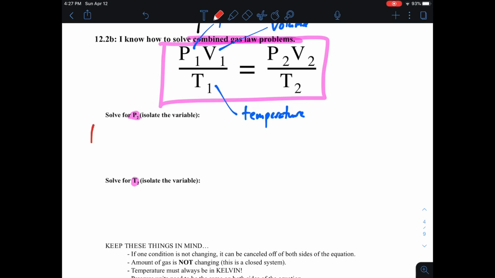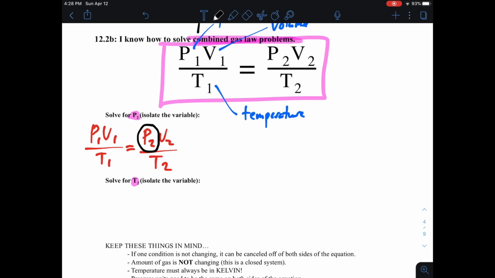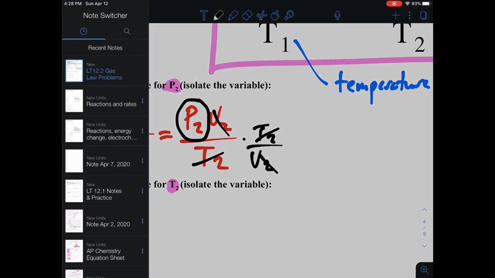P2, well, I'm going to do this one the long way here. Since P2 is located right here and we want to solve for it, in order to isolate it, we're going to have to get it by itself. And the only way to get it by itself, it's algebra. It's divided by T2. What do we have to do to get rid of the T2? We have to multiply it by T2 on both sides. And what do we have to do to get rid of the V2? Well, of course, we have to divide it by V2 in order to cancel that V2 out. But if we divide it on one side, we have to divide it on the other as well.